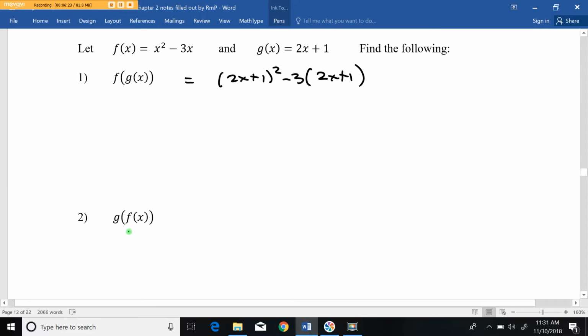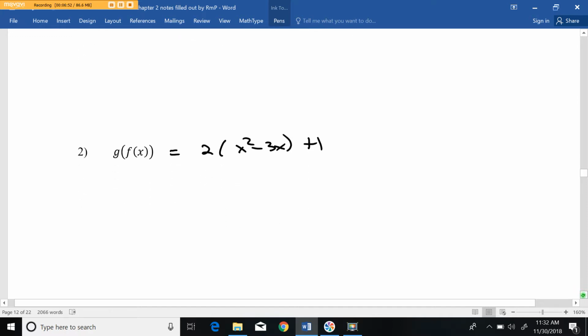Okay, g of f of x. Now we're going to take f of x and it goes into g. So this is going to go here. This is going to equal 2 times x squared minus 3x plus 1. Again, that's what you get when we take this function and sub it right there into x in this function called g. This can be distributed and simplified, but I'm not going to bother.